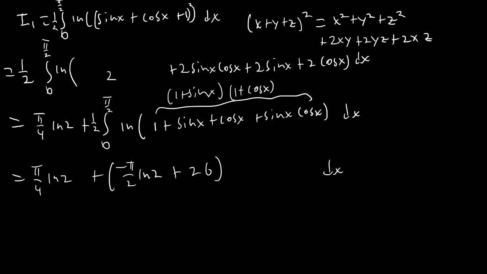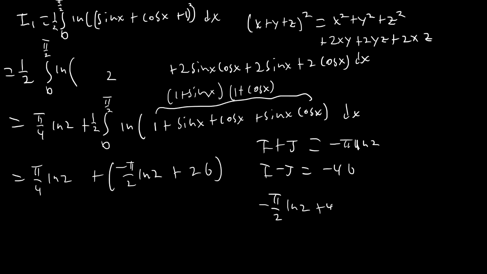I'm sorry, I just realized that at the beginning we had I plus J equals negative pi ln 2, and I minus J equals negative 4G, and then I actually ended up solving for I, but we needed to solve for J. So if we go ahead and solve for J right here, we can see that it's just going to be negative pi over 2 ln 2 plus 4G. So that's why we got this answer right here, or plus 2G, not plus 4G. Plus 2G, so that's what we have exactly right here.